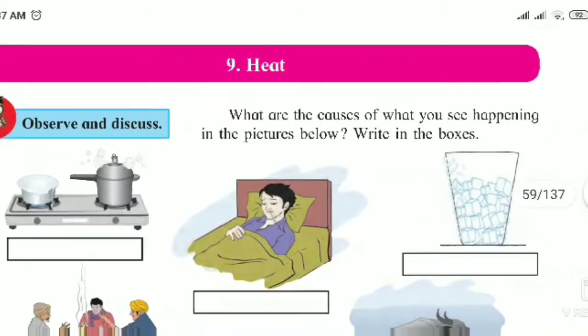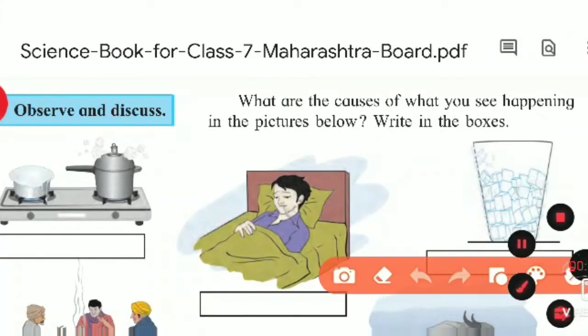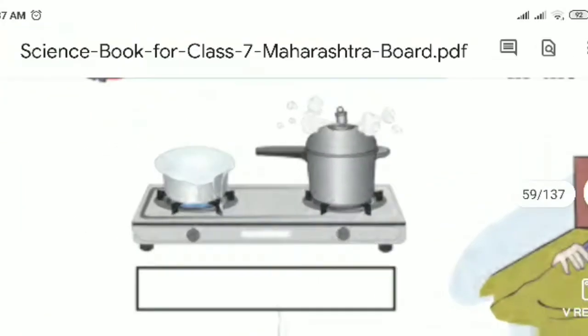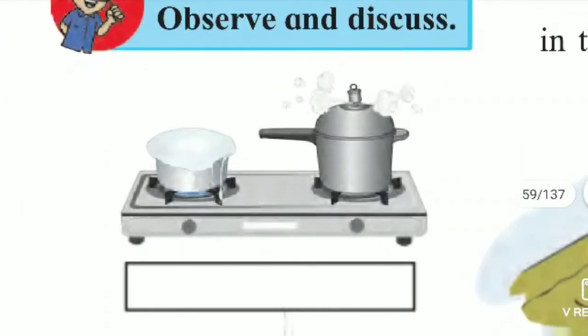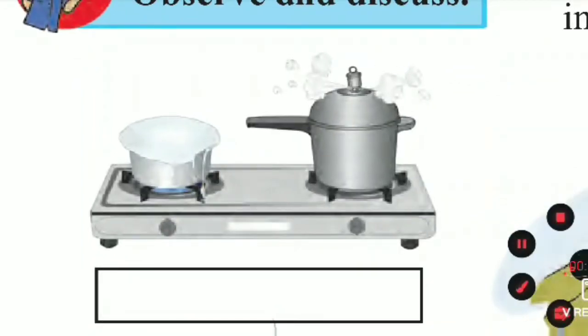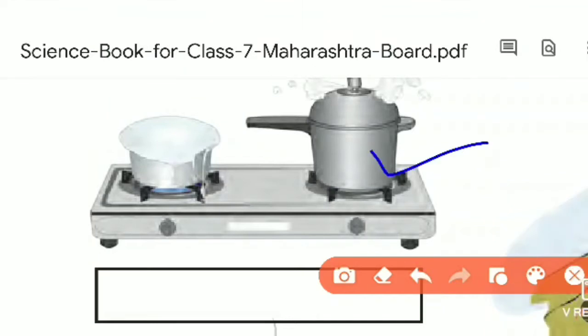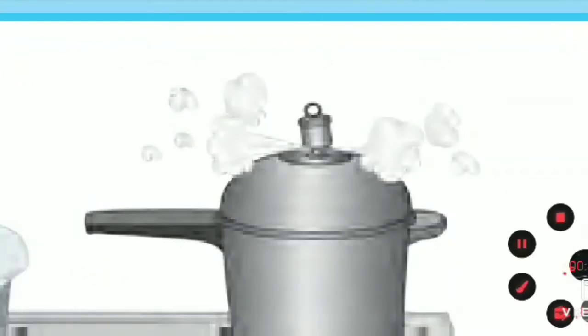What are the causes of what you see happening in the picture below? What is happening in the picture below? Write in the boxes. If you see here, it is a pressure cooker. It whistles. It is whistling. At that time, what happens?